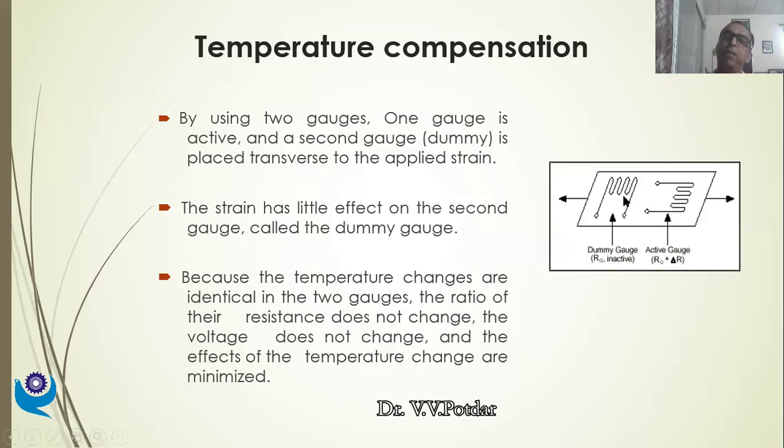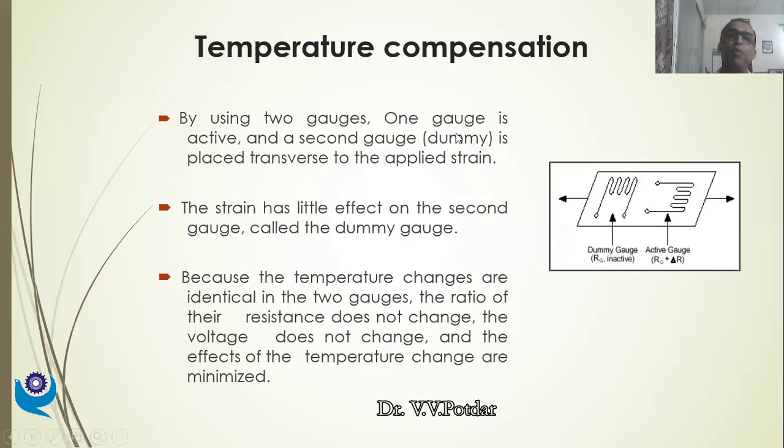Now, these active and dummy strain gauges are once again mounted in adjacent arms, and the temperature effects from both the gauges are nullified. And what we ultimately get is the output voltage corresponding only to strain, or only because of length change.